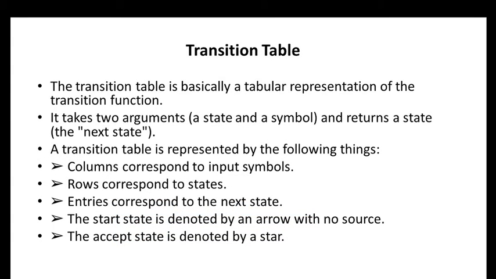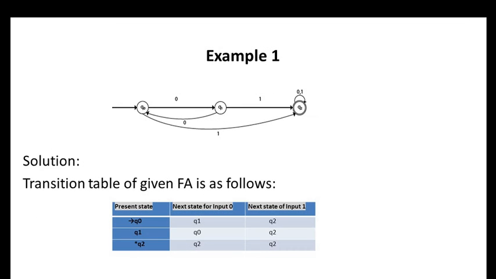So what are all the things in the transition table? It is a table with columns as input symbols, rows as states, and entries corresponding to the next state. The start state is denoted by an arrow, and the accept state is denoted by a star. For example, we'll take one example of a finite automaton. So consider this diagram.